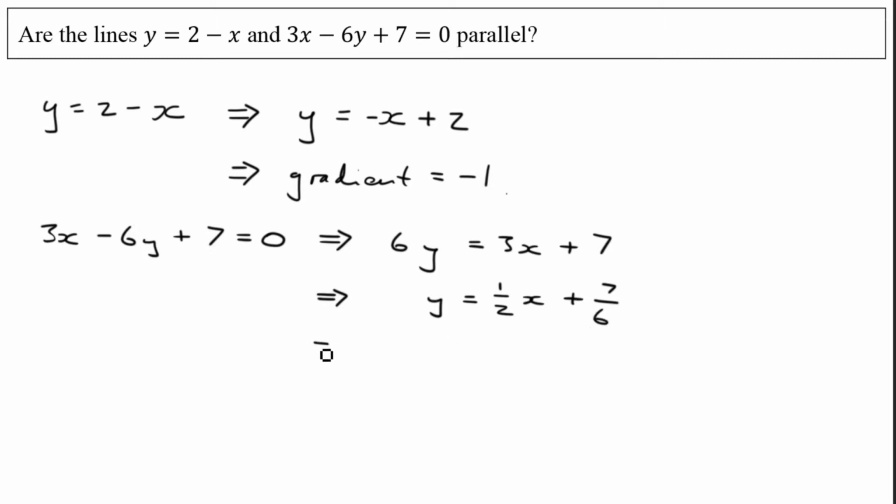The fact is, we can now see that this line has a gradient of 1/2 because negative 1 is not the same thing as a half. Therefore, we can conclude that these two lines are not parallel.